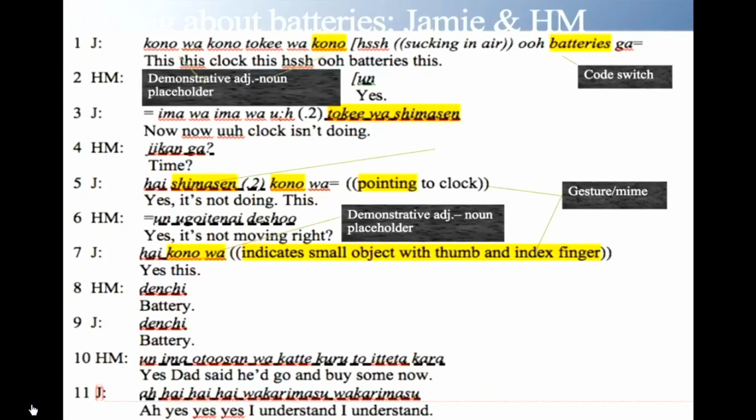And that's exactly what the host mother does. She provides the sought-for word, ultimately showing that she has used the communication strategies that Jamie has given her, the demonstrative adjective and the mime, as resources to find the target word. And she says it with a falling intonation, indicating that she is certain that this is the sought-for word. Jamie repeats the word in line 9, and the host mother confirms it in the next line, telling Jamie that she will go and buy some batteries. The word search officially comes to an end after Jamie says, yes, I understand, in line 11.